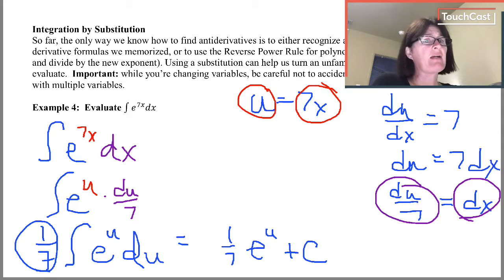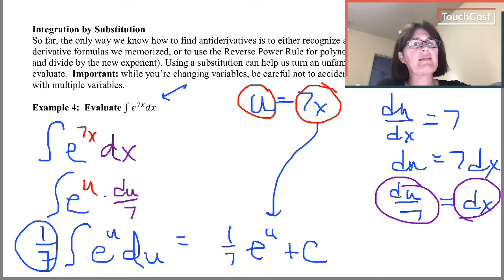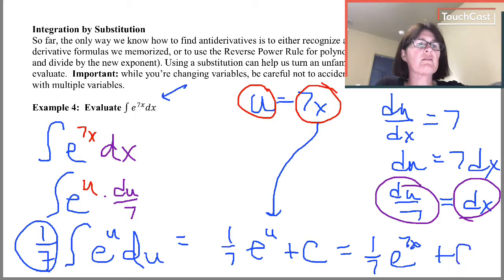Sorry. Let me try it again. This is a pretty good answer, except the original problem was written in terms of x, which means I have to give my final answer in terms of x, and right now my answer has a u in it. So I'm going to make the substitution back the other direction and say that anywhere I see u, I'm going to write 7x. So my final answer, 1/7 e to the 7x plus a constant.